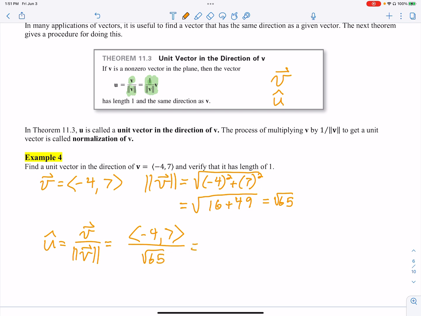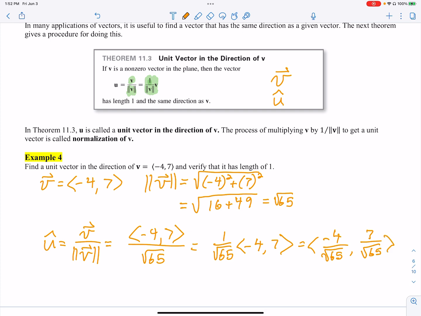Now, the other definition they wrote, they did it this way. We can leave it like this. This is a great answer. I could distribute the square root of 65 and have, I'll do it here just in case, but we don't have to, -4 over the square root of 65, comma 7 over the square root of 65. That's what the definition above said.